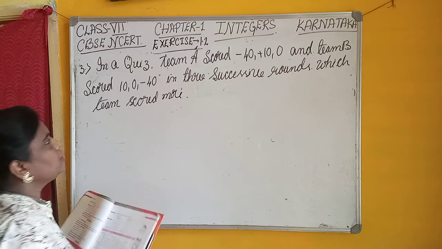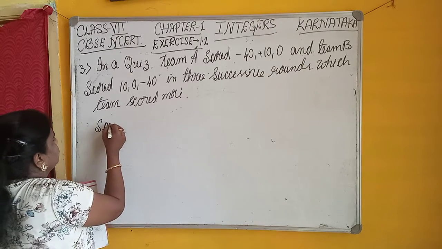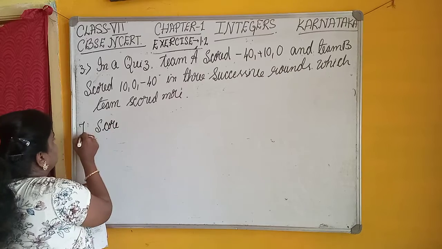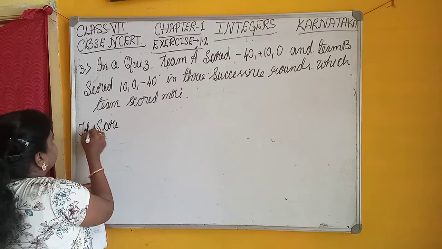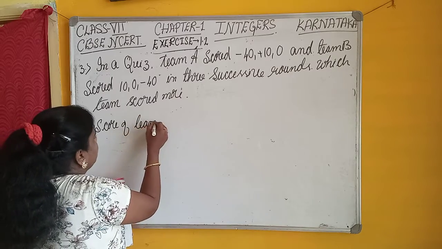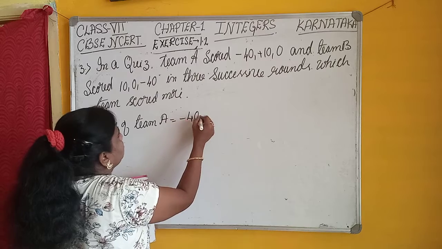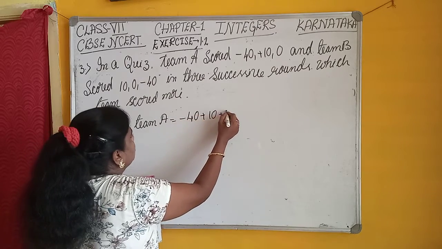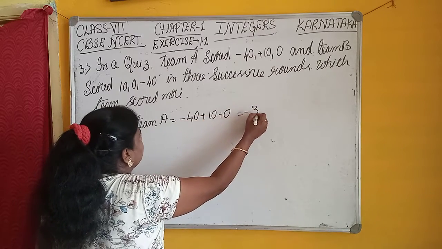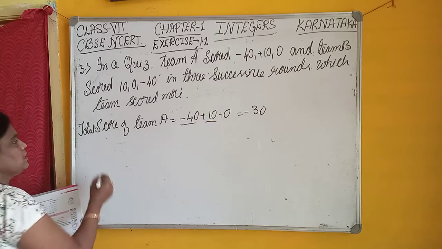Okay, the quiz competition. Team A scored. Scores of team A, total score. Score of team A is equals to minus 40 plus 10 plus 0 is equals to minus 30. Isn't it? Minus 40 is there, 10 is there, therefore minus 30.